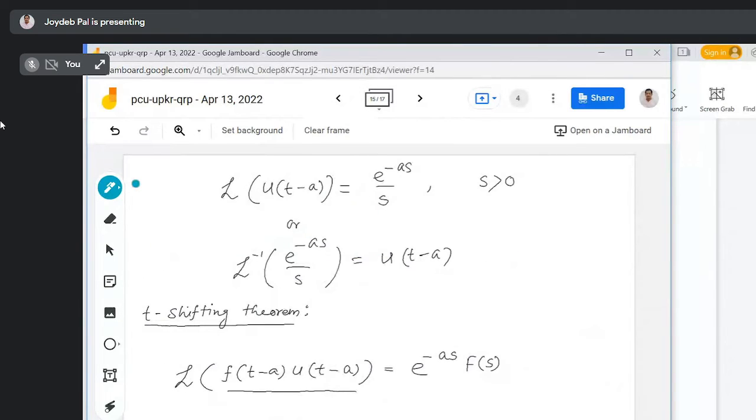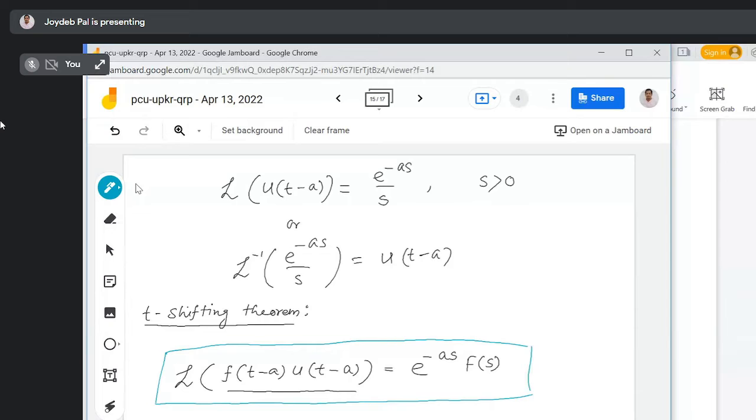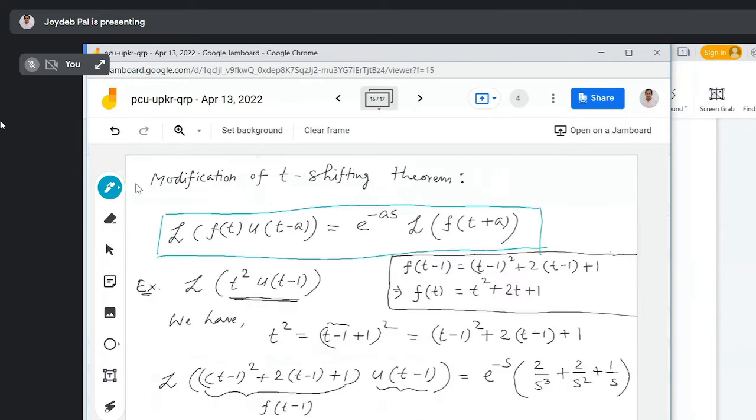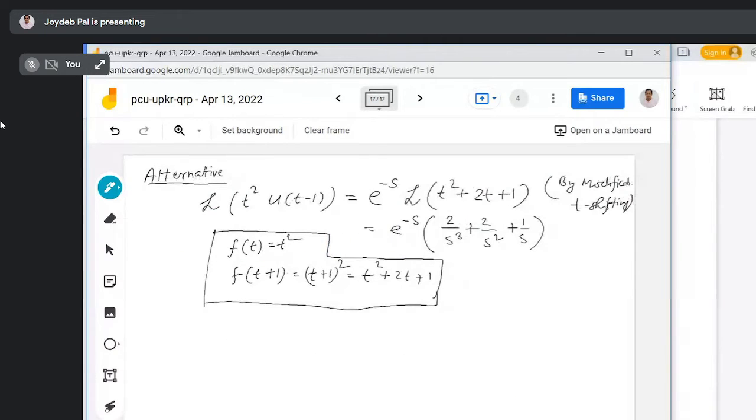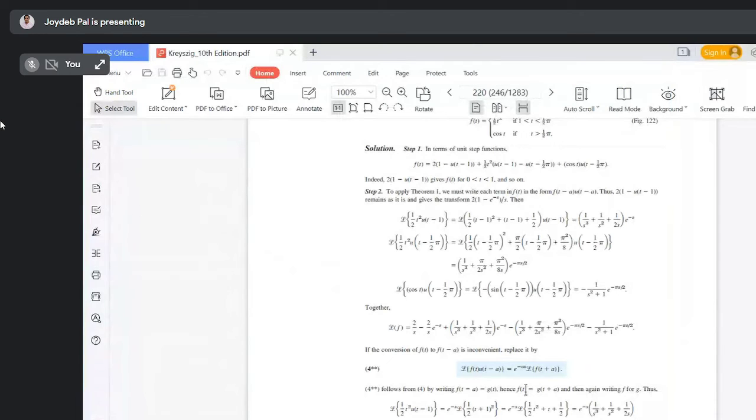Modification, that is the main. Now let us see some exercise problems.